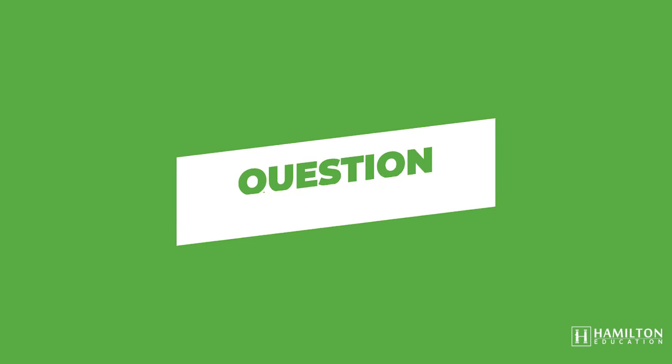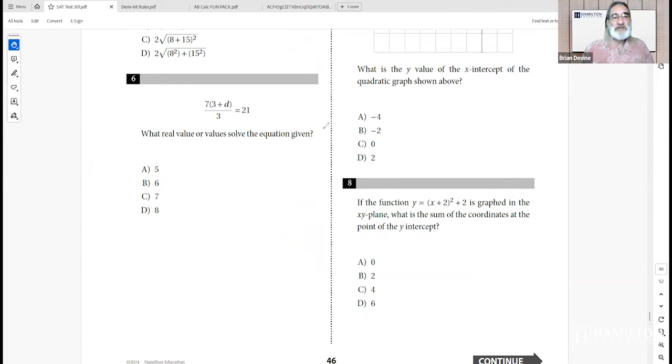Question 6. What real value or values solve the equation above? Well, I'm going to multiply both sides by 3/7 right away. If I take the whole thing and multiply by 3/7, I get rid of the fraction part on the left, and I can see that it's going to be an integer value on the right. So I'm going to end up with 3 plus D on the left, and 3/7 of 21 would be 9. So 3 plus D equals 9, which means that D has to be 6. And 6 is the answer.